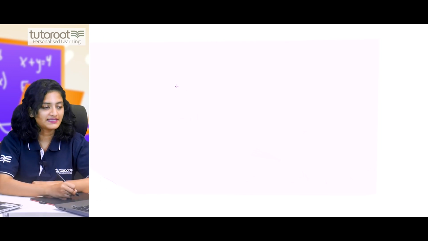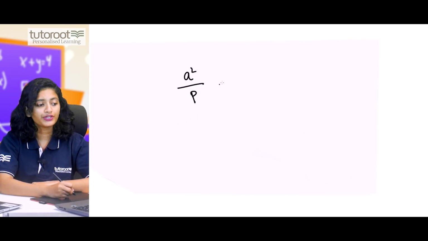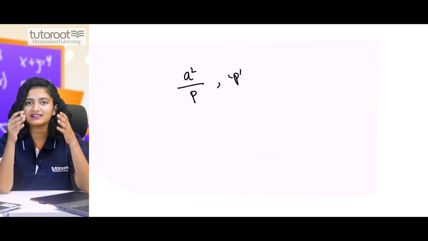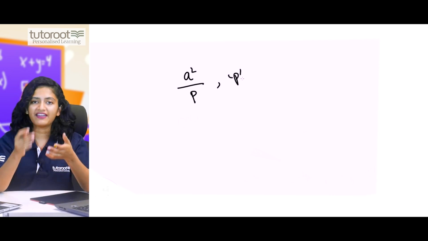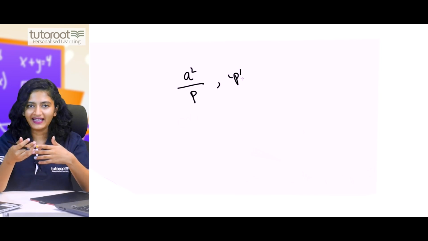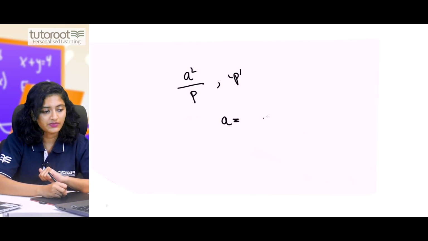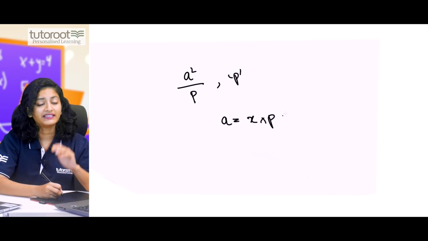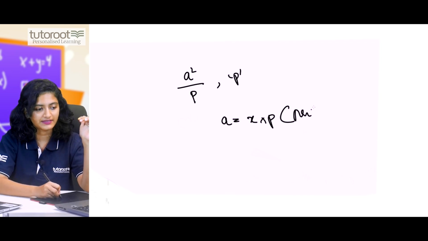Now what is being said? A square is divided by P. Now for P to divide A square, A must have a factor P. From the FTA theorem, we can say that A is equal to X into P. So let's write that down: A is equal to X into P. And here X and P are prime factors.